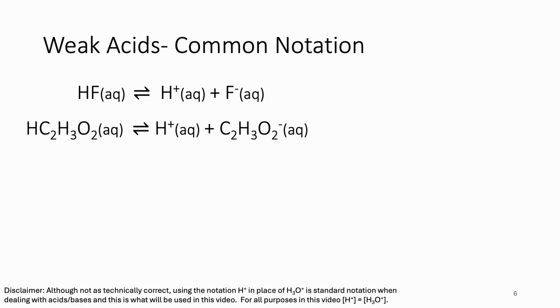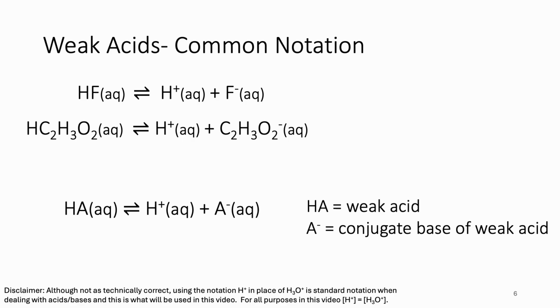We can represent this ionization of our weak acids in solution using this general formula, where HA represents our weak acid, and it ionizes to some small extent in solution to give you H+ and A-, which is going to represent the conjugate base of your weak acid. If I was looking at this reaction of hydrofluoric acid in solution, hydrofluoric acid could be represented as HA, and then F-, the conjugate base of hydrofluoric acid, would be represented as A-.